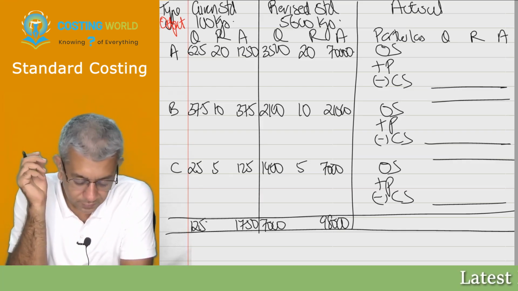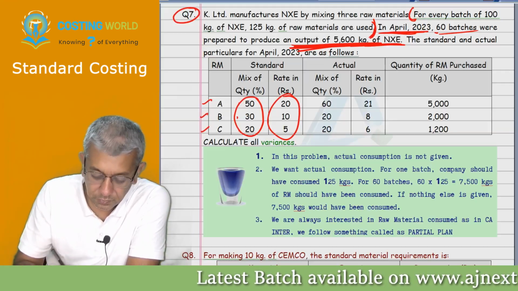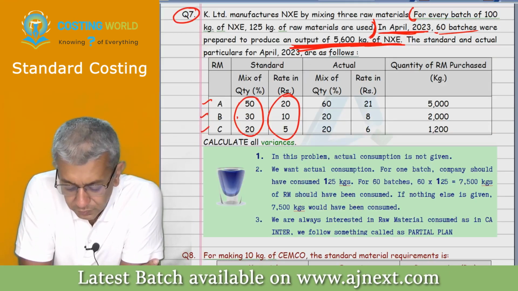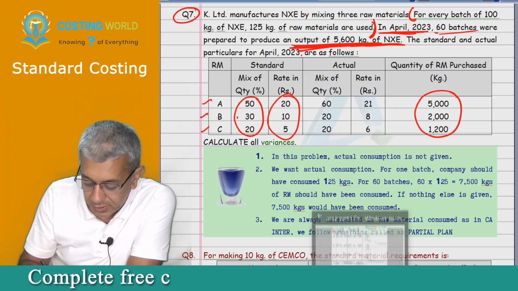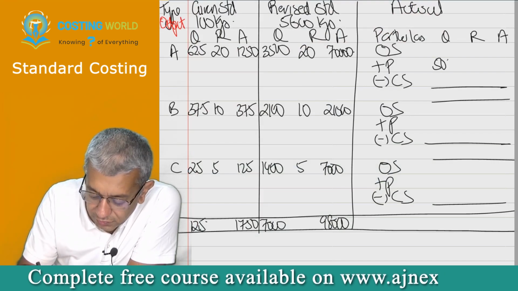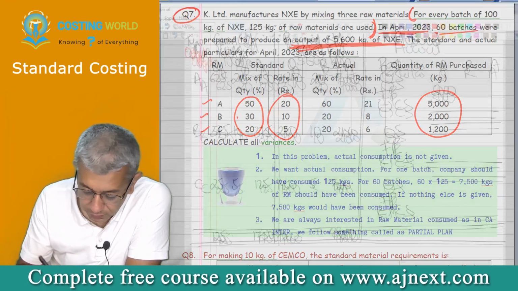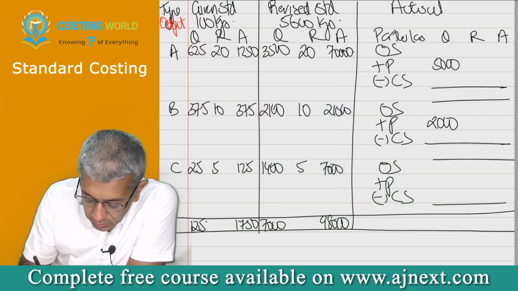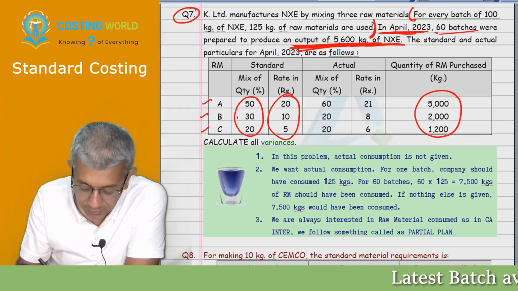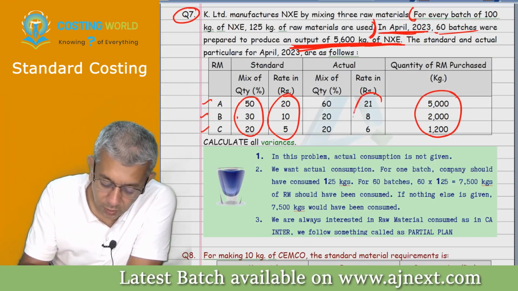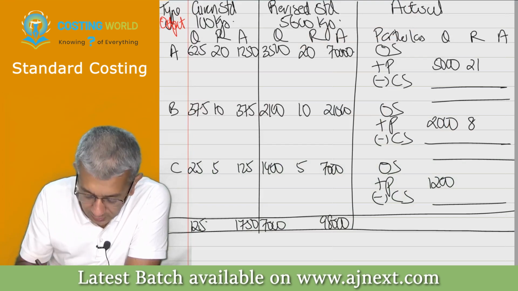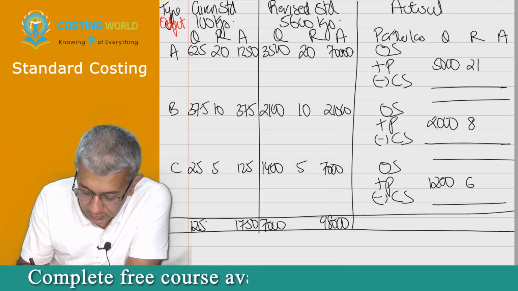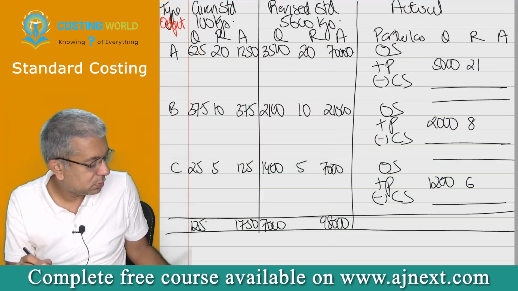Now see. Further. Actual raw material purchased. Okay, so 5,000, 2,000, 1,200. At what rate? I think 21, 8 and 6. Please compute the amounts.